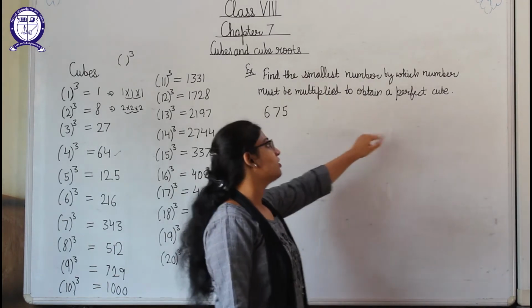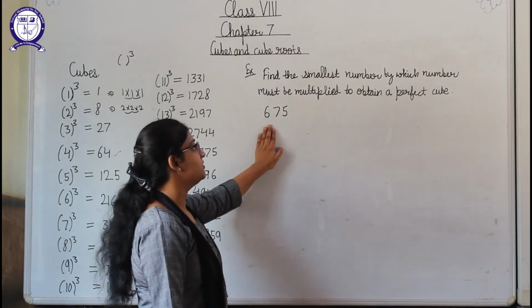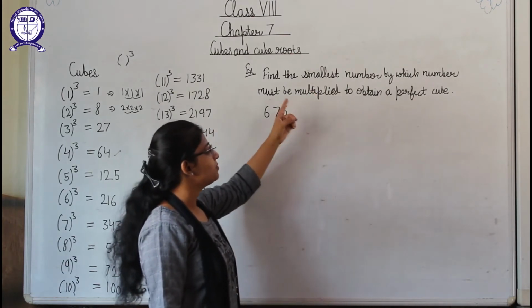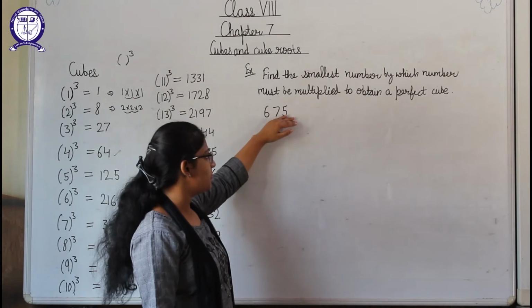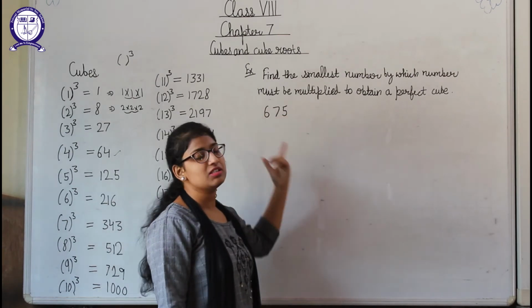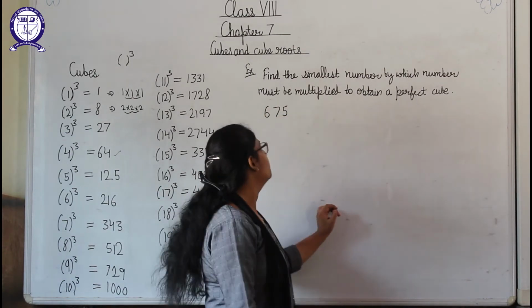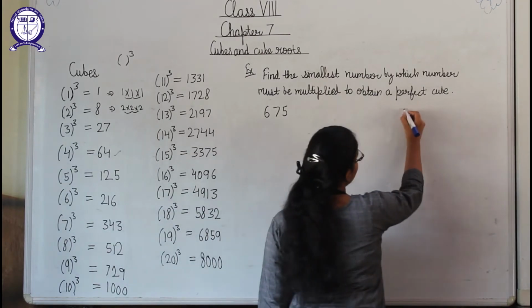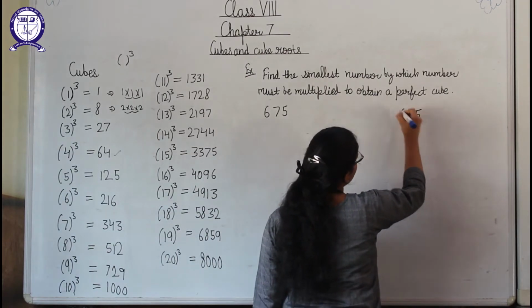a perfect cube. It means the number given to us is not a perfect cube. We have to find out the smallest number by which this number should be multiplied, so that it can become a perfect cube. So here 675 is given to us. First of all, what will we do? We will do the prime factorization.